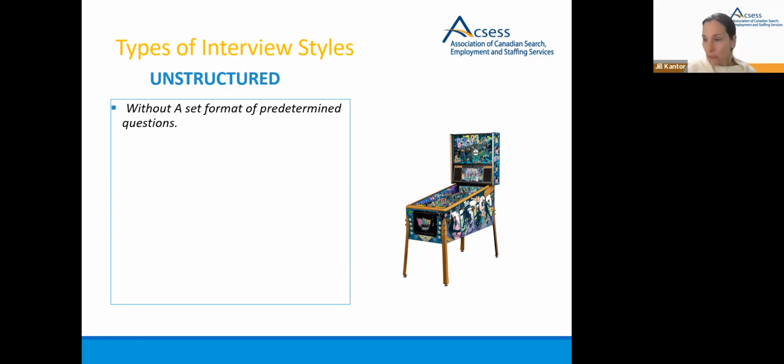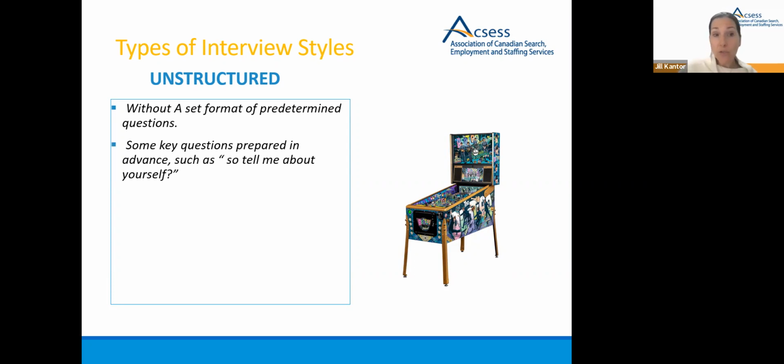Typically what that might look like is taking the resume, if it's an in-person interview or a virtual interview, really looking at the resume and then asking a bunch of questions based on the resume itself, but not asking a predetermined set of questions. And that in and of itself presents some challenges. Some key questions might be prepared in advance, like, tell me about yourself, but potentially not enough questions to make certain that if you're interviewing five candidates for one role, with an unstructured approach, you're not running into the danger zone of asking each candidate something very different.